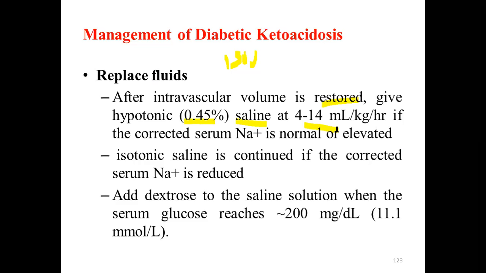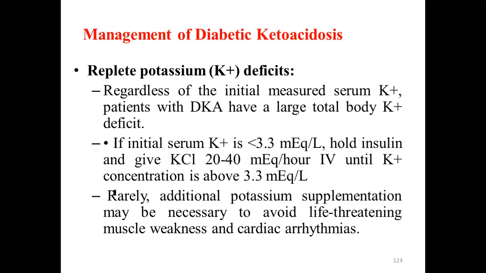But if the corrected sodium level is reduced, we still continue isotonic saline. Then after that, when the sugar level is reaching around 200 milligram per deciliter, this is when we are going to add dextrose. Why is dextrose added? This is just to prevent the possibility of hypoglycemia, because later on, after we restore the intravascular volume, we are going to give insulin infusion. So we have to add glucose in the fluid.